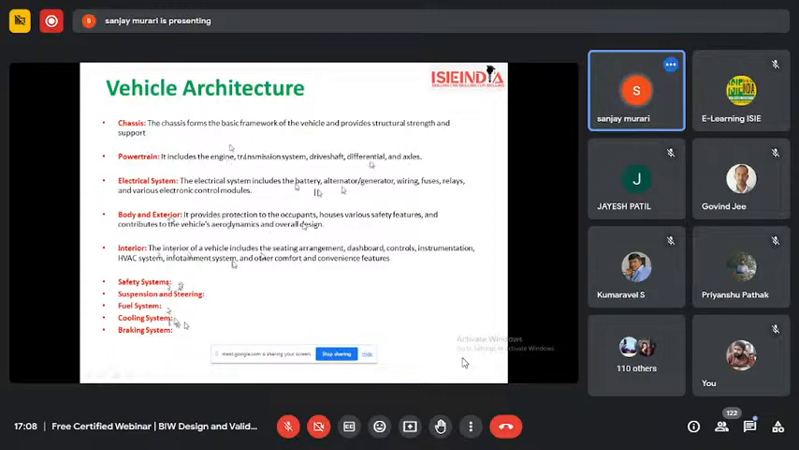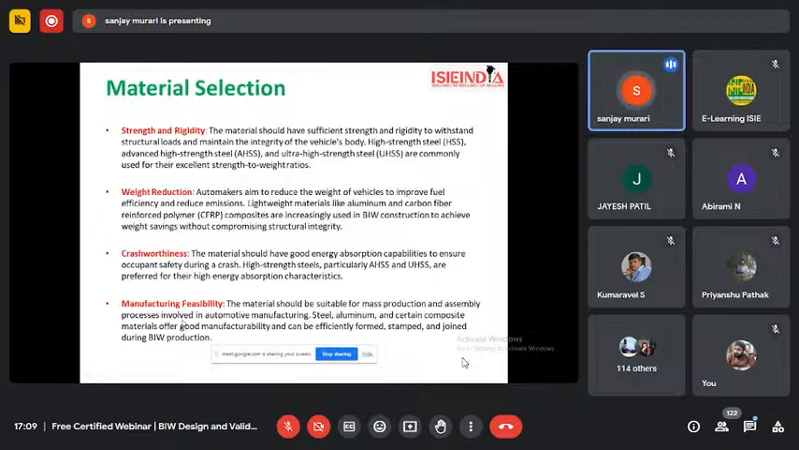And then the braking system. To stop the motion of the vehicle, a brake system is required, and these are also all connected to the BIW. Okay. So when we go for the manufacturing of the BIW, how should the selection of the material be?